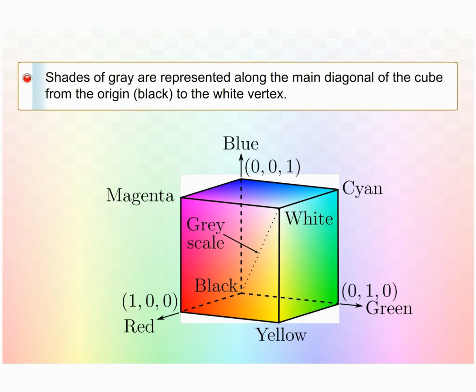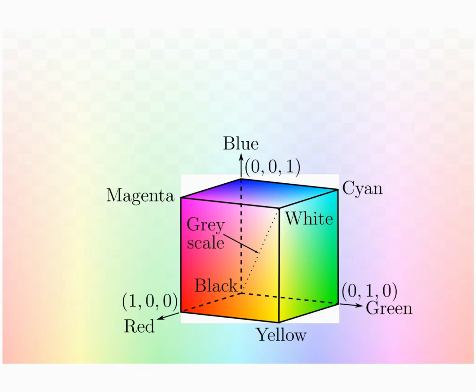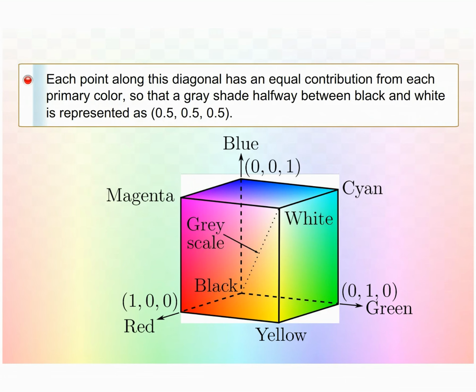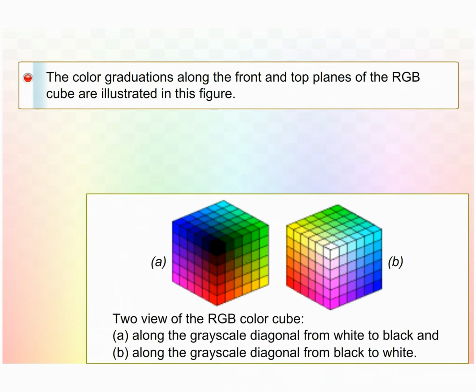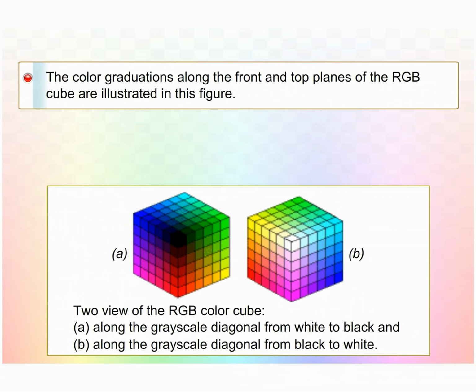Shades of gray are represented along the main diagonal of the cube from the origin, black, to the white vertex. Each point along this diagonal has an equal contribution from each primary color, so that a gray shade halfway between black and white is represented as 0.5, 0.5, and 0.5. The color graduations along the front and top planes of the RGB cube are illustrated in this figure.